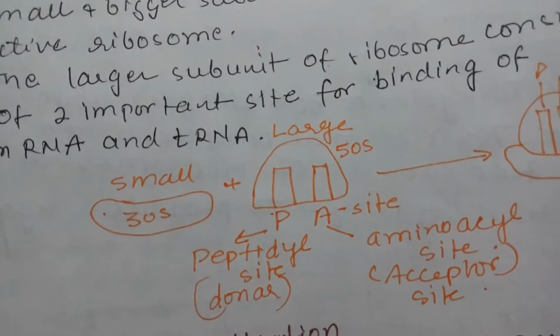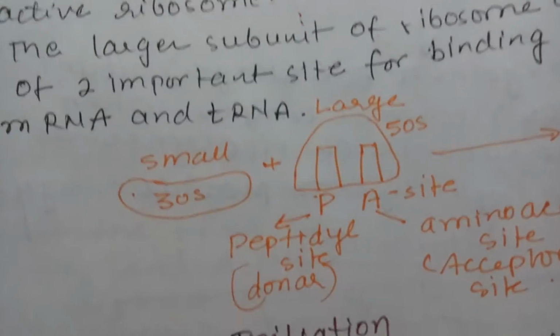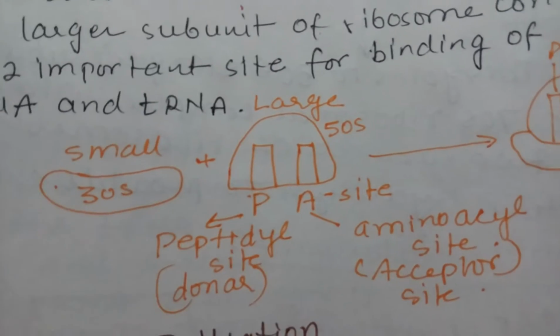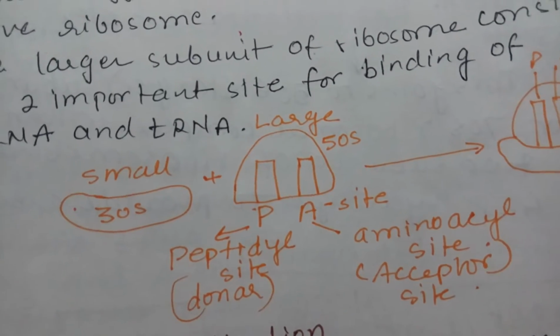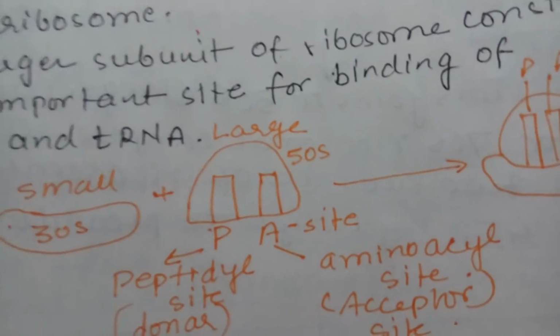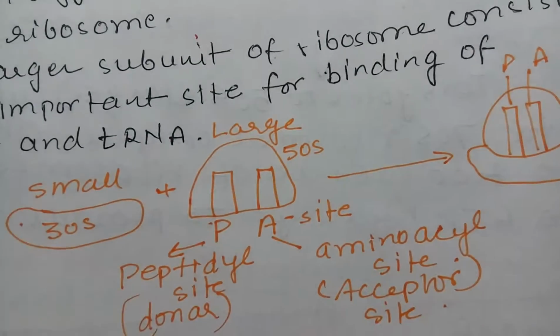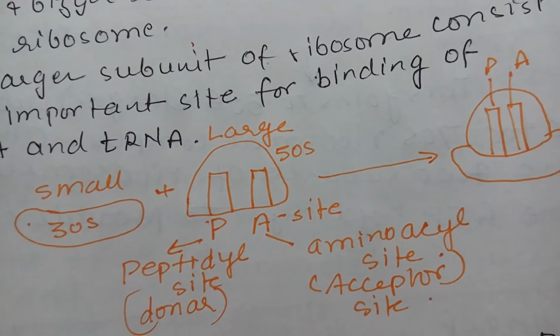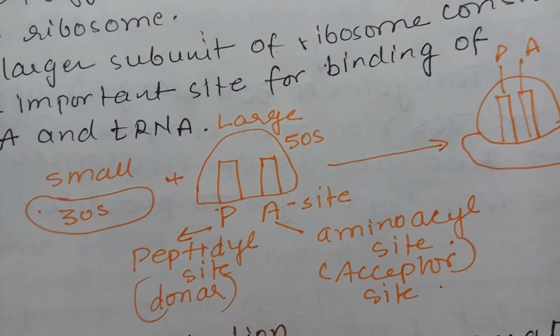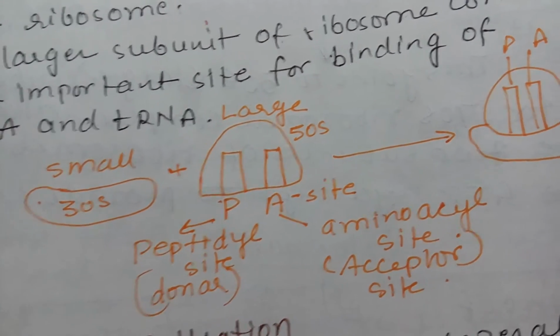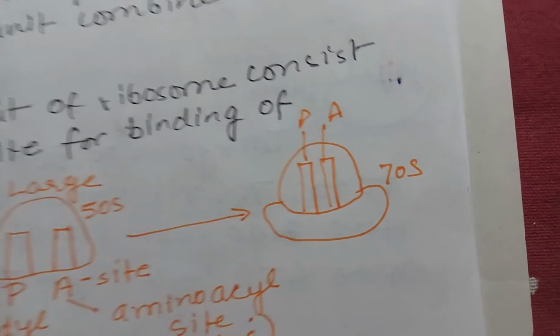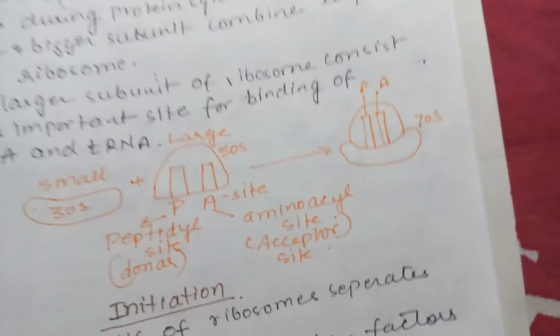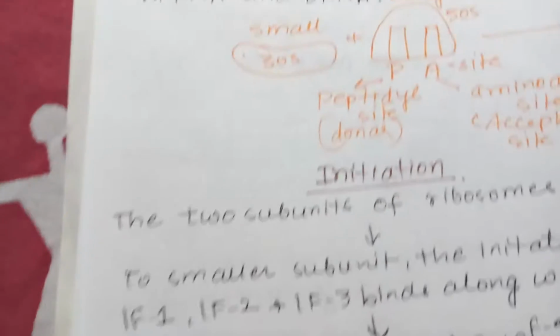The larger subunit of the ribosome consists of two important sites for binding of mRNA and tRNA. So you can look at here. This is the small subunit, represented as 30S in prokaryotes, and 50S is the larger one. In the larger subunit, the two sites are clearly visible, the peptidyl and amino acyl sites. A stands for amino acyl site or acceptor site, P stands for peptidyl or donor site, and they combine and form the complete ribosome, that is 70S. So the complete ribosome is required for elongation, and the small one is required for initiation.